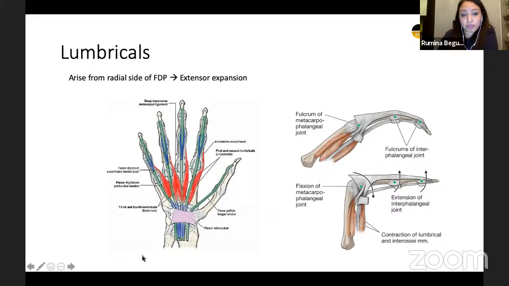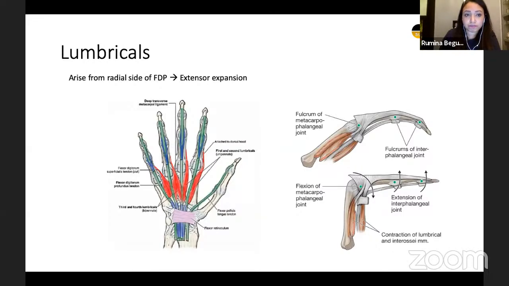Important to note on the picture is the flexor retinaculum, because that forms the roof of the carpal tunnel, where the deep flexors, the FDP, flexor digitorum profundus, and FDS, along with the FPL, go under the tunnel before they insert to their respective positions. So what is the function of the lumbricals? The main function is MCPJ flexion and IPJ extension, so both PIPJ and DIPJ, as shown by the diagram on the right.